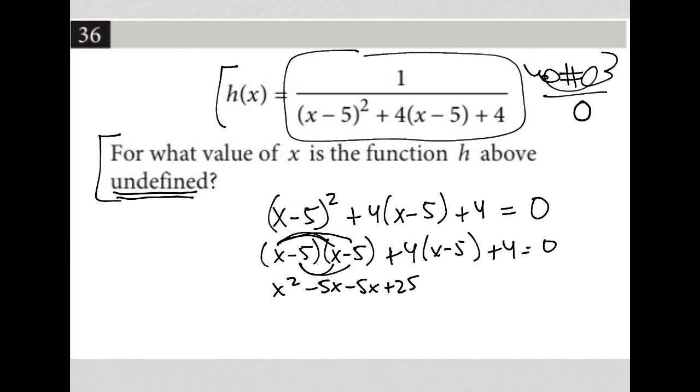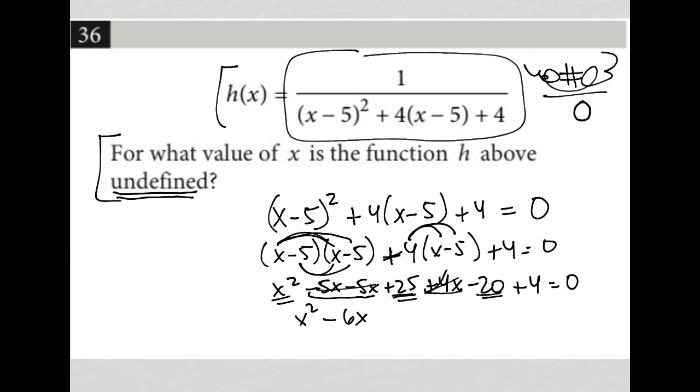Now I'm going to distribute this positive 4. So that's 4 times x is positive 4x, and 4 times negative 5 is negative 20. And I have plus 4 is equal to 0. So x squared is the only x squared term I have, so let's keep that there. Negative 5x minus 5x is negative 10x. But then I also have a plus 4x, so that's going to be negative 6x, so minus 6x. 25 minus 20 is 5, plus 4 is 9. So x squared minus 6x plus 9 equals 0.